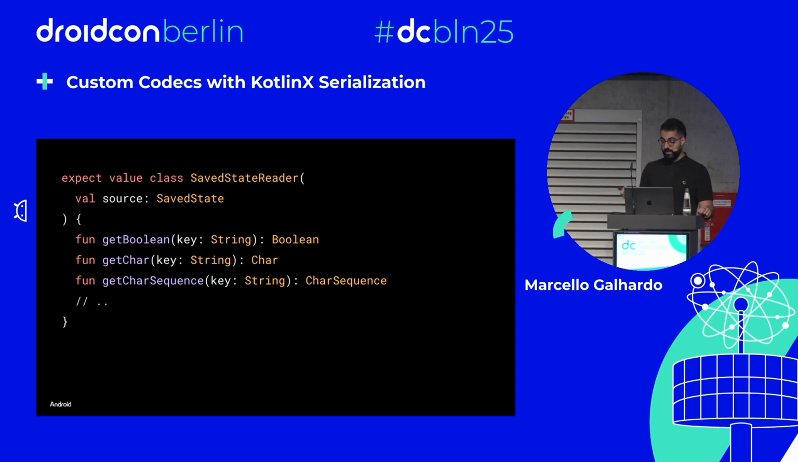That's how the SavedStateReader looks. It's an expect value class, so there is no runtime penalty to use it. It exposes typed getters like getBoolean, getCharSequence, and all of the common Bundle ones. And this is the writer. It's declared the same way, but for writing values.